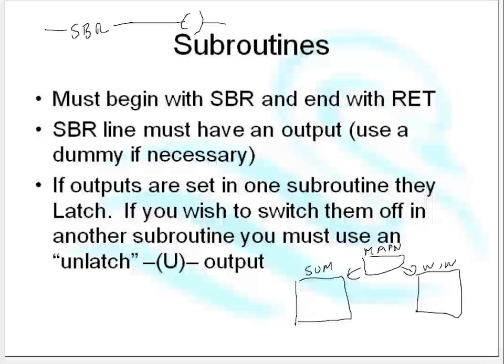So, if something needs to be specifically switched off, you need to put an unlatch in that subroutine, in case it was switched on by the other subroutine.